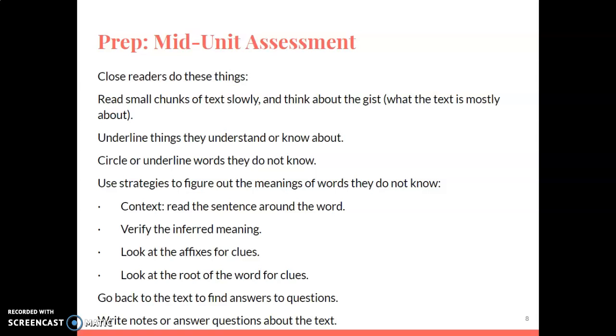Remember, close readers do the following things. They read small chunks of the text slowly and think about the gist, what the text is mostly about. They underline things they understand or know about, circle or underline words they do not know. They use strategies to figure out the meanings of words they do not know, such as reading the sentence around a word, verifying the inferred meaning, looking at affixes for clues, or looking at the root of the word for clues. Close readers also may go back in the text to find answers to questions or write notes or answer questions about the text.